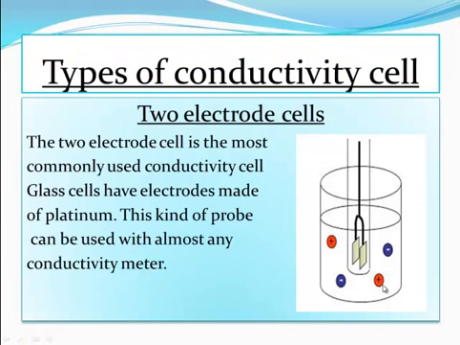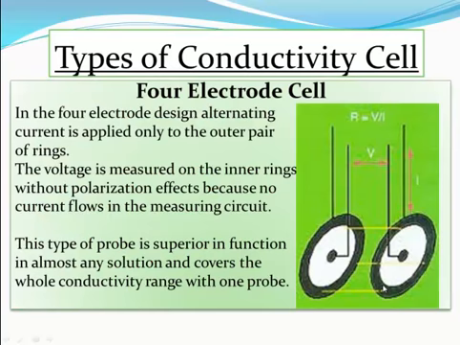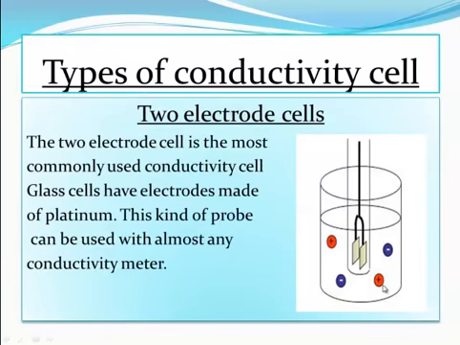You can have a 2 electrode conductivity cell or a 4 electrode conductivity cell. However, in our lab, we are generally going to use the 2 electrode conductivity cell, which consists of 2 platinum electrodes as I have told you all earlier, which are out here, and the inside of each of these plates is coated with platinum black.